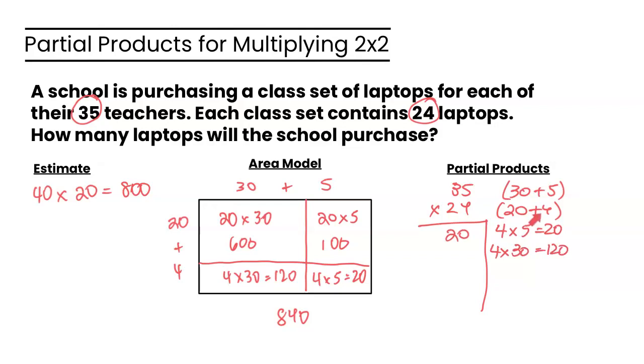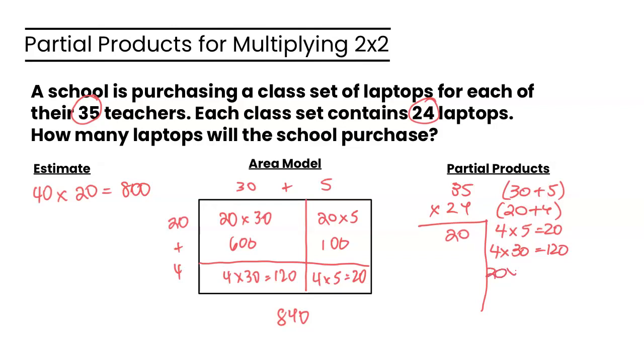Then 4 times 30, which is going to be 120. Again, wanting to emphasize that when we do 4 times this 3 in the standard algorithm, it's not really a 3, it's actually a 30. And so 4 times 30 is how we end up with that second partial product. Then we move on to the 2 in the bottom number, which again really represents a 20. And so we will be multiplying 20 times 5 and then 20 times 30.